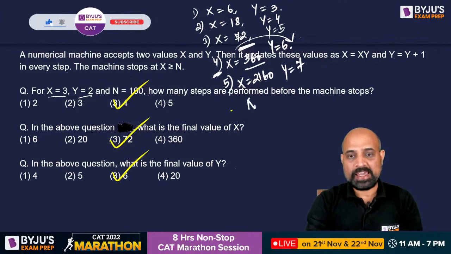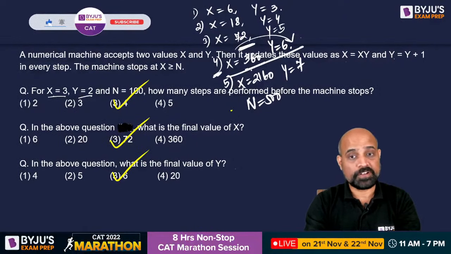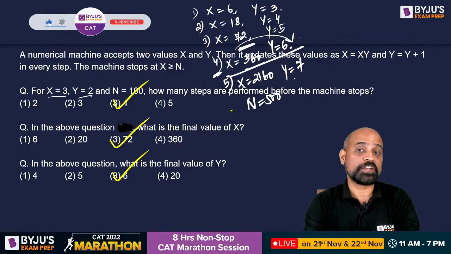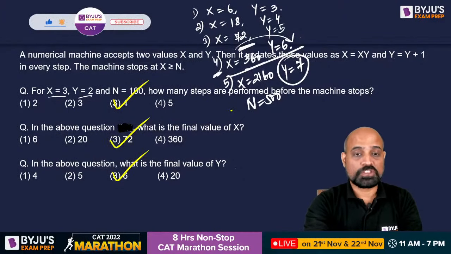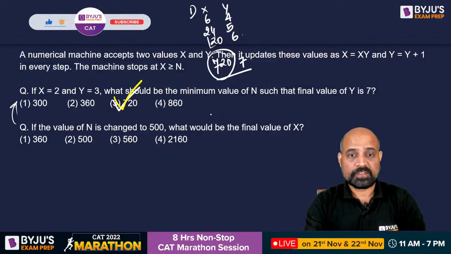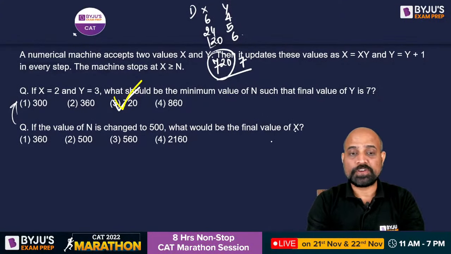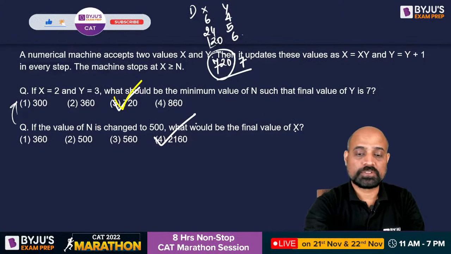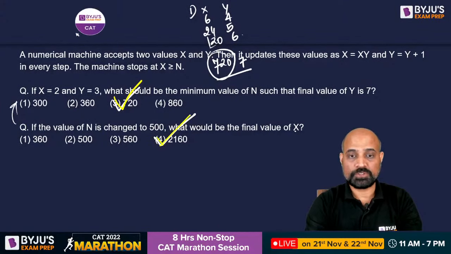So if we say n is 500, x did not exceed 500 when y was 6. X exceeded 500 when y was 7. So the value of y is supposed to be 7, right? And the value of x is supposed to be 2160. That's when the machine is going to stop.